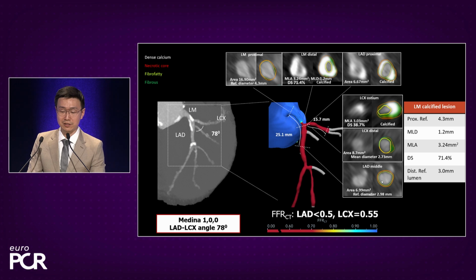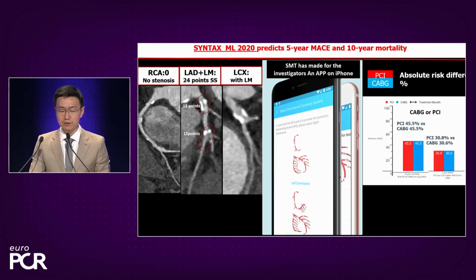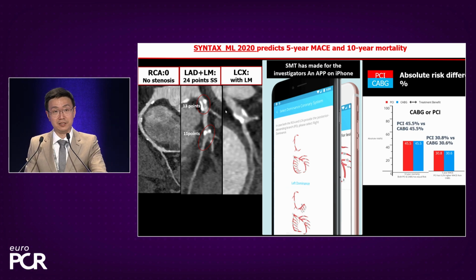So in conclusion, this left main bifurcation with an angle of 78 degrees has a minimum lumen area of 3.24 and a proximal and distal reference area of 4.3 and 3.0 respectively. The length of this lesion is 25.1 millimeters. With this information, we can calculate the SYNTAX score. Based on the CT anatomy, the anatomical SYNTAX score is 24.